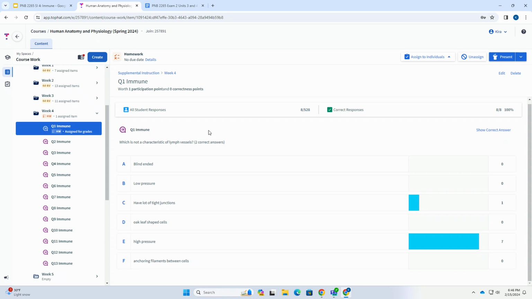Well, both of those are right that you guys selected. So they don't have high pressure. They have low pressure. That's why they need valves. And they also use the respiratory and anatomical pumps to help increase pressure. And then they do not have a lot of tight junctions. They have the anchoring filaments that allow them to separate and let fluid in.